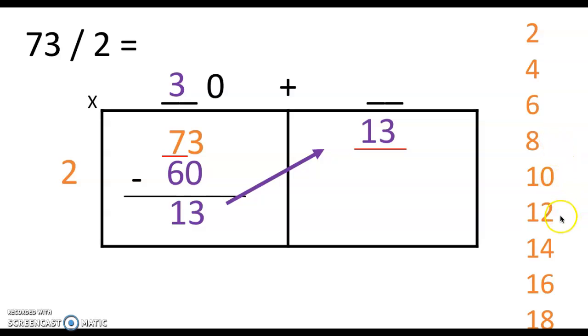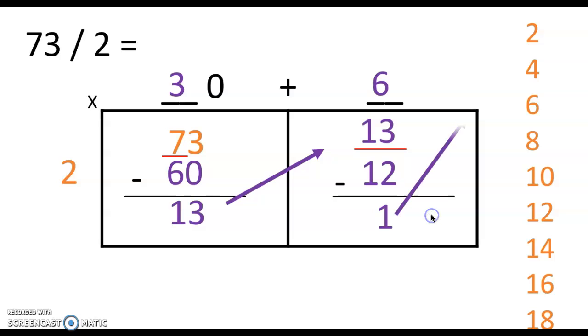I see 12 is the closest I can get to 13 without going over. I got that by going 2 times 6, or skip counting 6 times. Then let's subtract. 13 minus 12 gives you 1. What do we do with our remainders? Yep, we're going to bring them on up. We find our answer by going right here, 30 plus 6, which would give us 36.